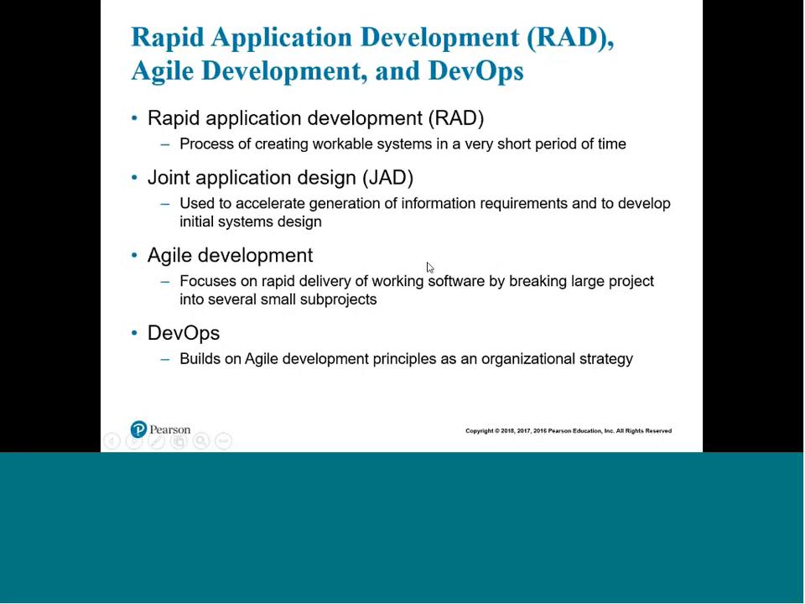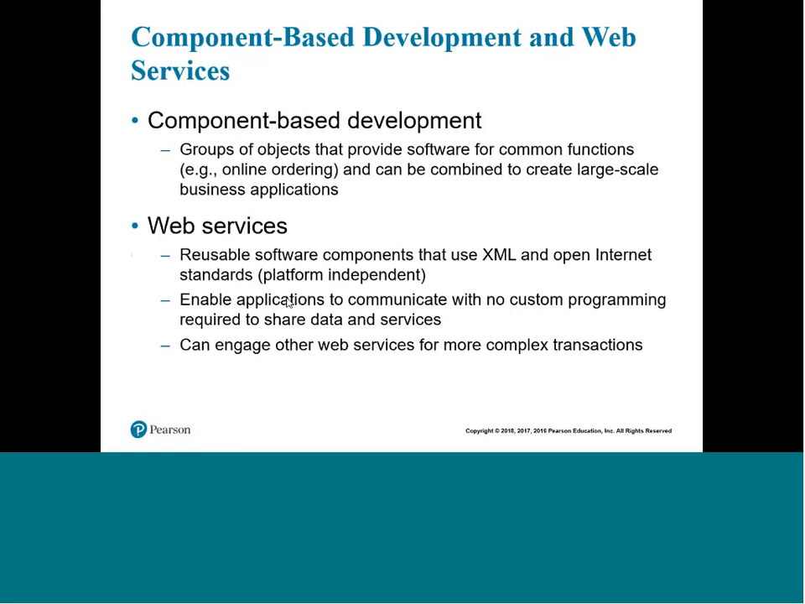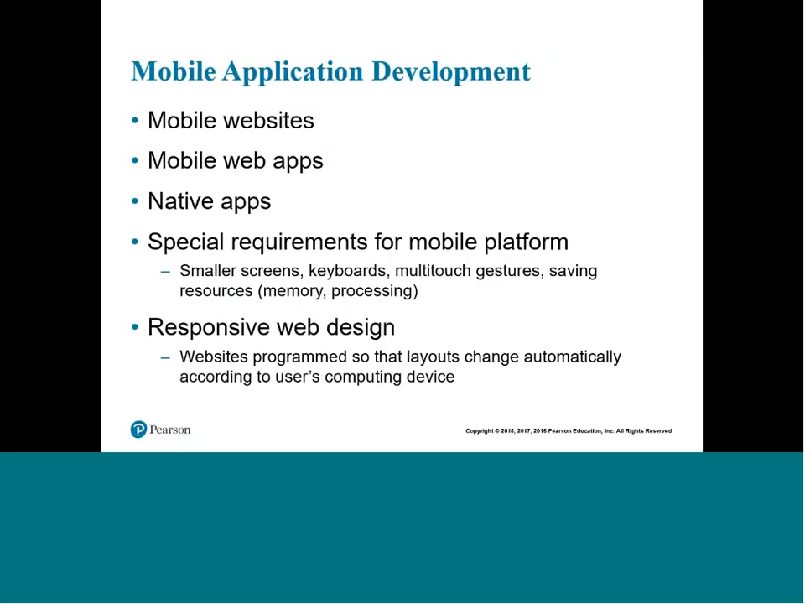Joint application design is used to accelerate information requirements and develop initial systems design. Agile development works along with RAD by breaking a large project into smaller ones. Mobile application development is all about building on mobile websites or mobile web apps, native apps for Android and iOS, and to look at smaller screens, keyboards, ways people use their fingers differently, different memory and processing.